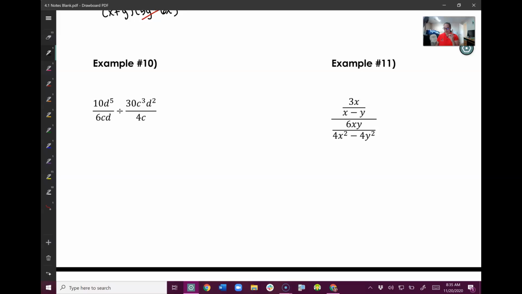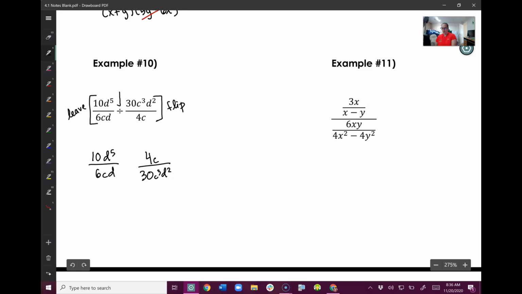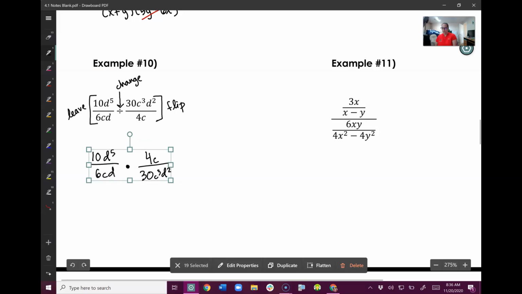Dividing has one extra step, and then it's the same thing as multiplying. I call it the leave, flip, change step. And that's because you're going to leave the first fraction, flip the second fraction, and then you'll change the division to multiplication. And now it's a multiplying problem, exactly like what we've been doing the whole time, which is awesome.